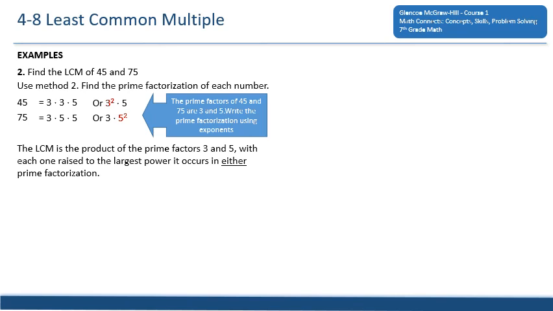So the least common multiple is the product of the prime factors 3 and 5, with each one raised to the largest power it occurs in either prime factorization. So we're taking 3 squared because it's larger than 3, and we're taking 5 squared because it's larger than 5. So the least common multiple of 45 and 75 is 3 squared times 5 squared, which is really 9 times 25, which is 225.